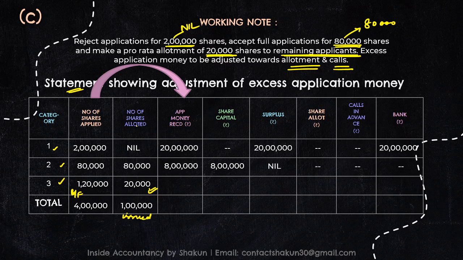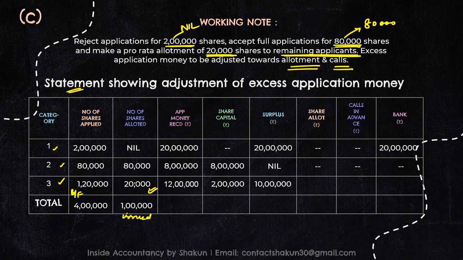Moving to the third category. Again, number of shares applied into application rate 10 gives us 12 lakh. Number of shares allotted, that is 20,000 into the application rate 10, gives us 2 lakh. Then we find out the difference between the two, which is 10 lakh. Now this 10 lakh is the amount of surplus that we have, which we are going to utilize towards the allotment or call or bank. But how can we know what amount we should put in allotment, what amount in call, and what amount in bank? We don't know that. How can we calculate?